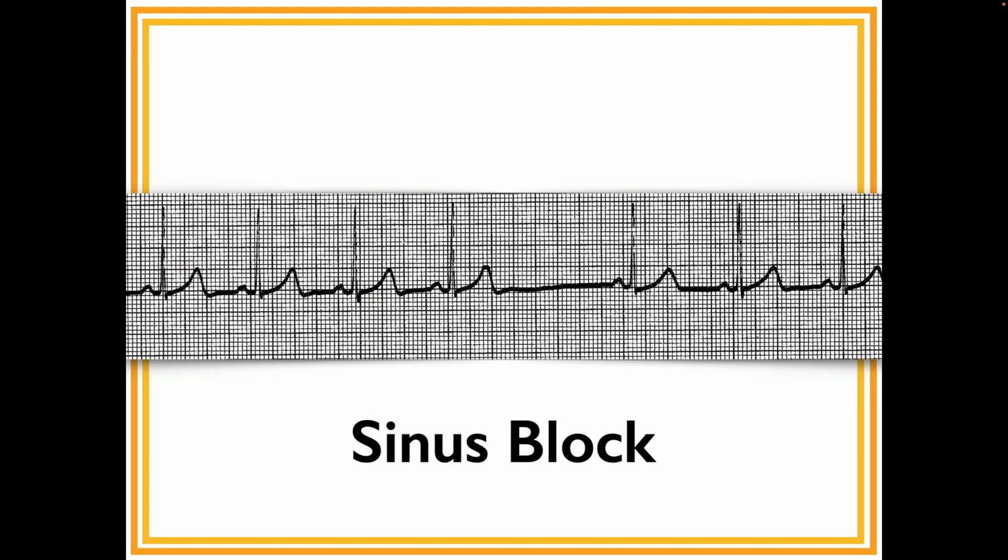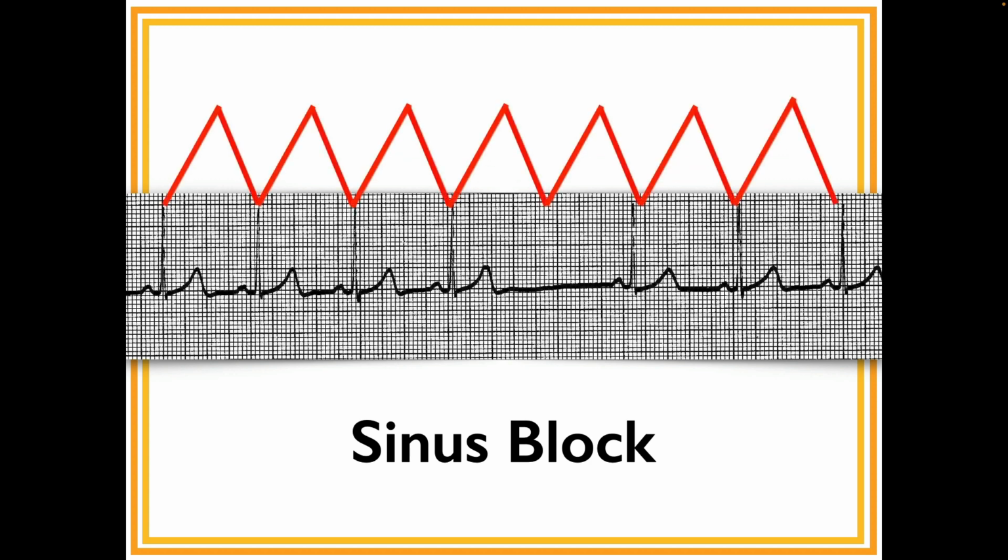So here we have a sinus block. You can see the underlying rhythm if you march it out, and then it comes back in right about at the same time. So our assumption is that the pacemaker cells within the SA node are still firing off. One of them was just blocked.